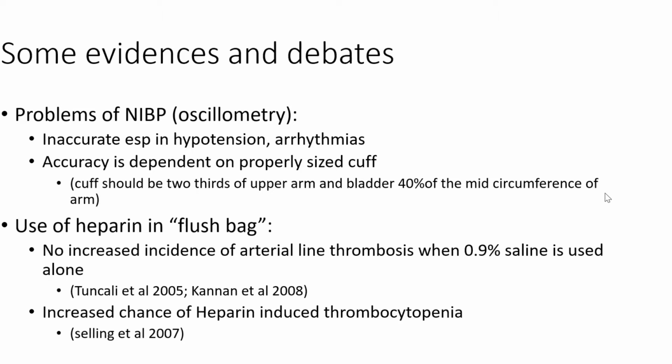The other most frequent problem is use of heparin in the flush bag. Initially, this was used very frequently, but nowadays most of the centers, including ours, have stopped using heparin in the flush bag because there is no proved incidence of increased arterial line thrombosis when only normal saline is used. And using heparin also increases the chance of heparin-induced thrombocytopenia.